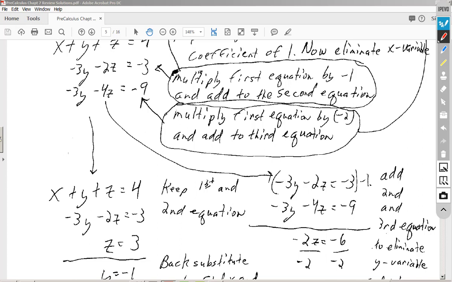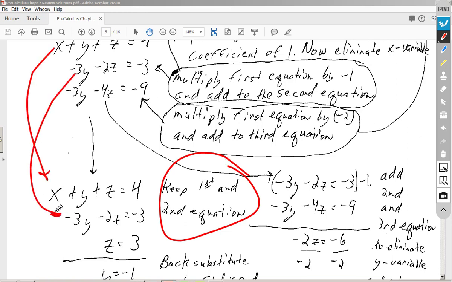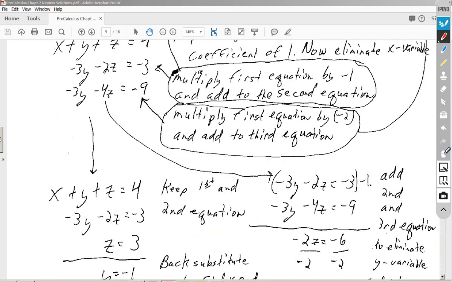So here's my rules again. So you're going to keep the first and the second equation. So here's my first equation right here. Here's my second equation. Now I'm going to add those second and third equations together, eliminating the y variable. I just put it over here just so you can see it a little bit better. I realize in class we just went ahead and did it all in the same step. I wrote it over here so you can see it a little bit better.